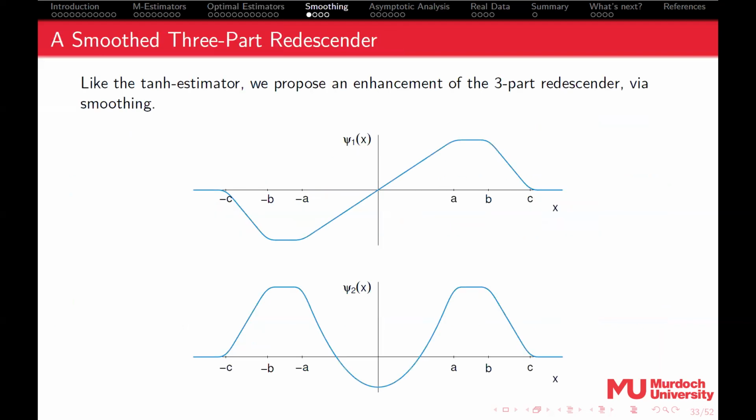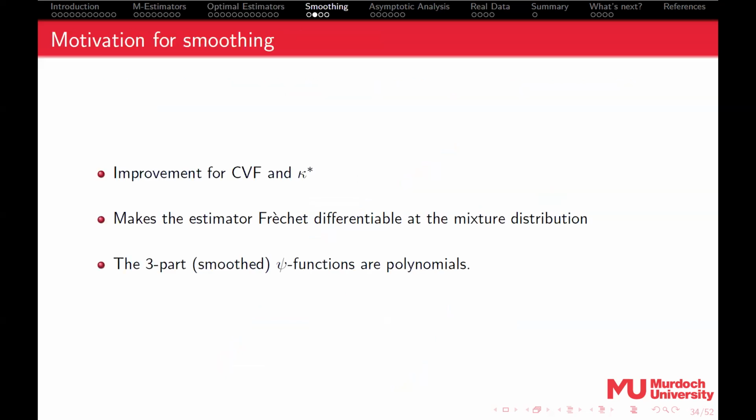Which is what I want to talk to you about next. So this has been all preliminary. We're actually working on. So essentially what we've done is we've smoothed off this M estimator. Why do we want to do that?